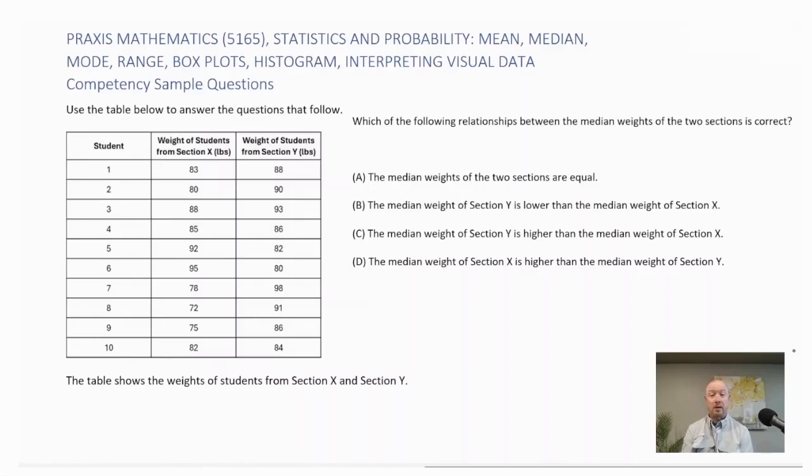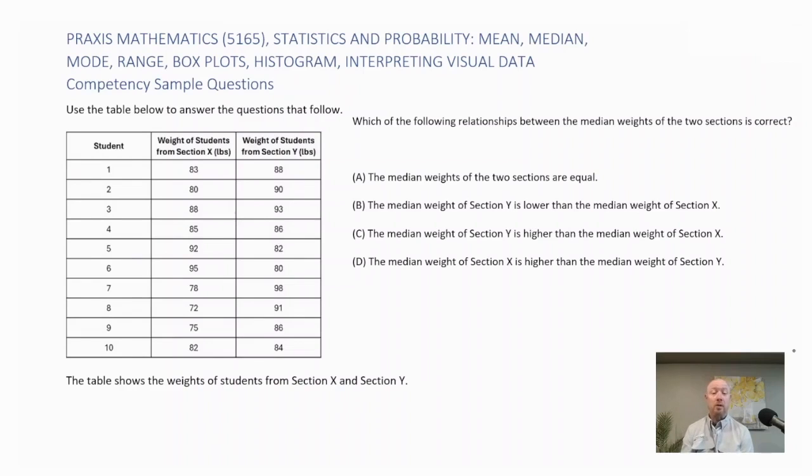Use the table below to answer the questions that follow. The table shows the weights of students from Section X and Section Y. Which of the following relationships between the median weights of the two sections is correct? A, the median weights of the two sections are equal. B, the median weight of Section Y is lower than the median weight of Section X. C, the median weight of Section Y is higher than the median weight of Section X. Or D, the median weight of Section X is higher than the median weight of Section Y.